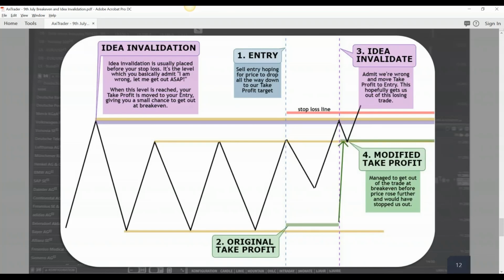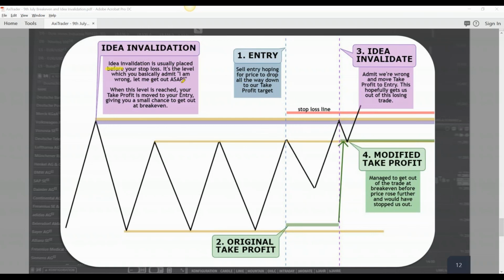And this is what idea invalidation is. Again, look at my amazing drawing. I need to explain it to you guys. How does idea invalidation work? Idea invalidation is usually placed before your stop loss. It's placed before your stop loss.